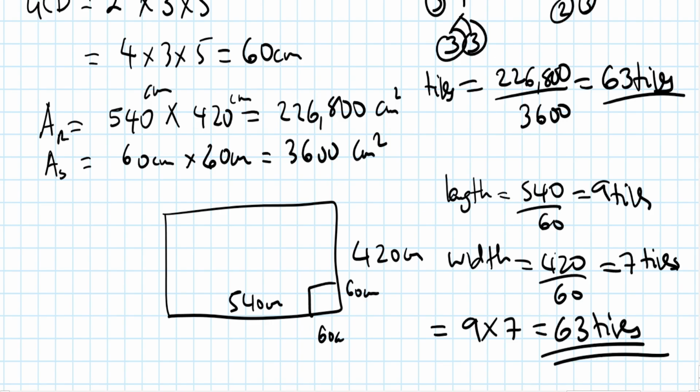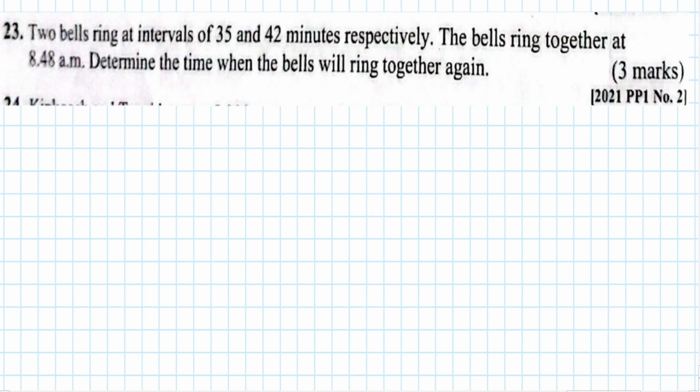So it's just the same answer but different way. So yeah, 2 bells ring at intervals of 35 and 42 minutes. The bells ring together at 8:48 a.m. Determine the time when the bells will ring together again. So just find the LCM once again.